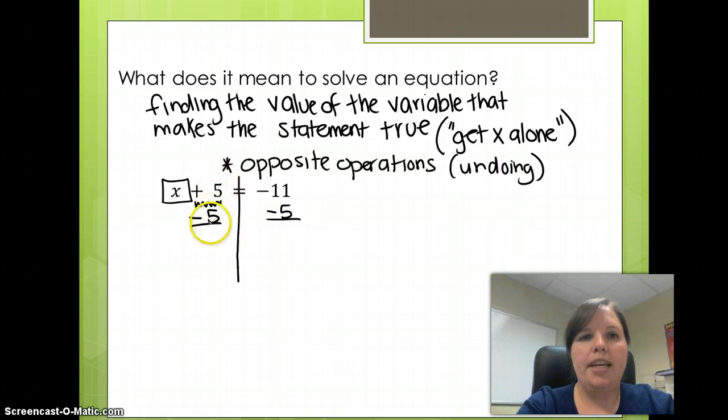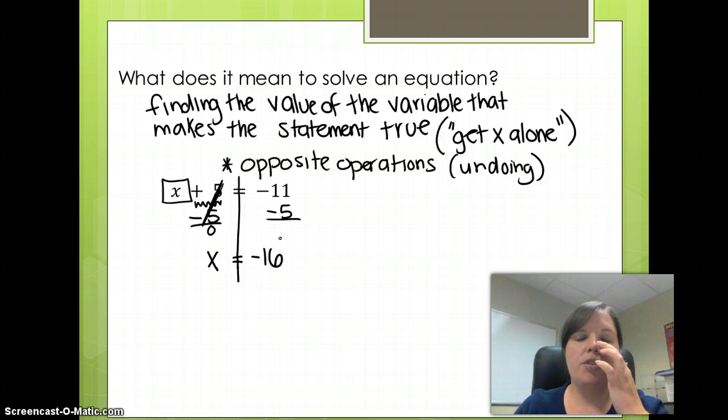So positive 5 and negative 5 equal 0, or positive 5 minus 5 is equal to 0. So this actually cancels out. So what am I left with on the left side? Just x equals, and on the right side, if I simplify that, I get my solution. So that's the basic idea of solving an equation.